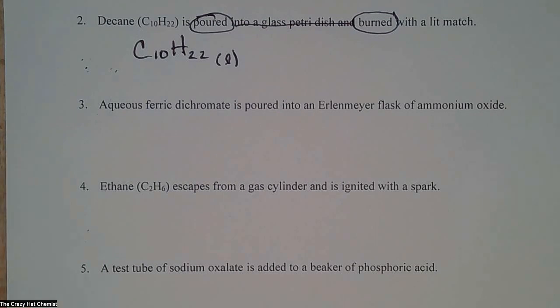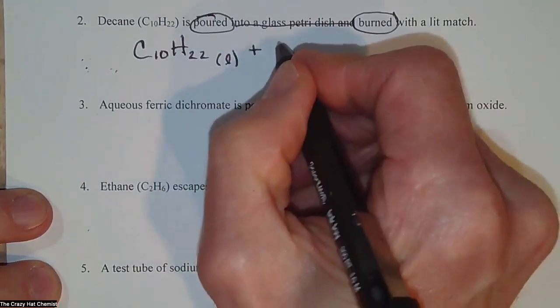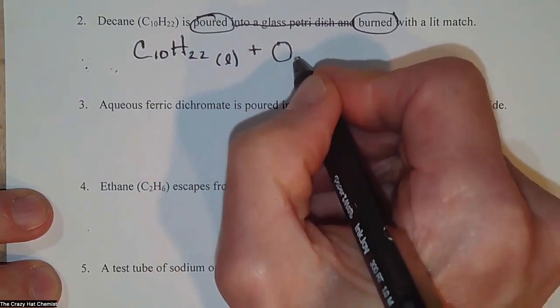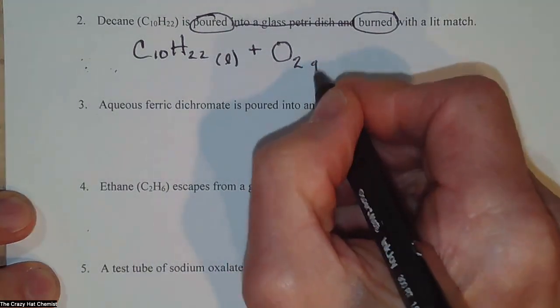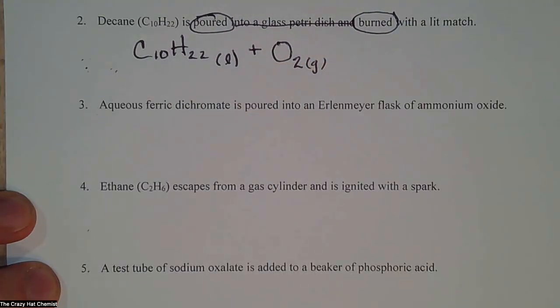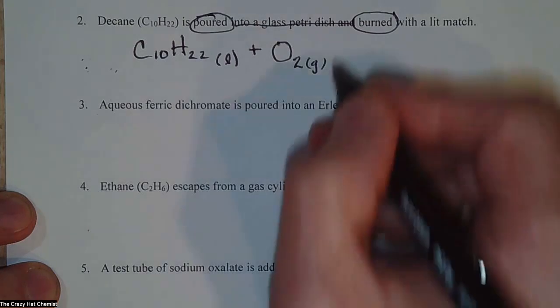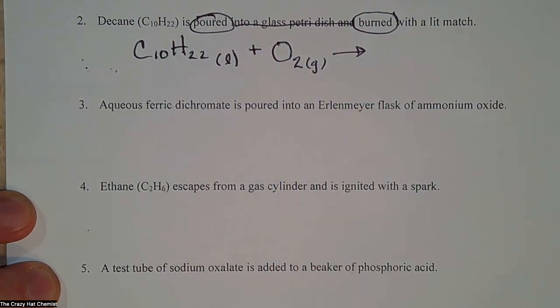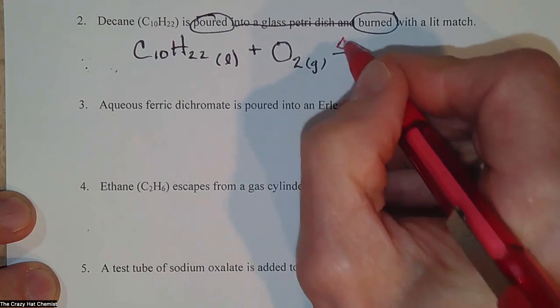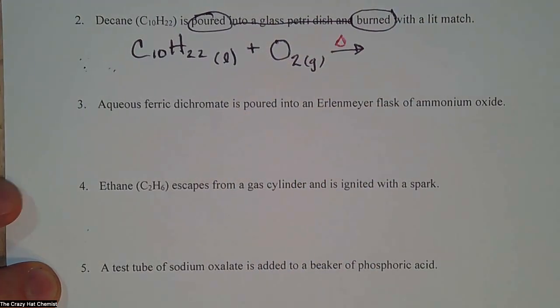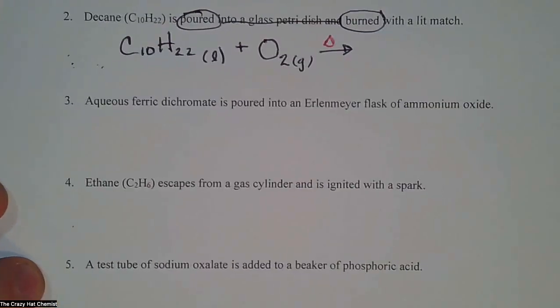So being that this is a combustion type of reaction, the other reactant that is necessary is molecular oxygen, and that is O2. That is also one of the diatomics. Molecular oxygen is a gas at standard conditions. And then we're going to do an arrow. And then above the arrow, we're going to put a delta sign. So every single combustion reaction requires a delta sign above the arrow.